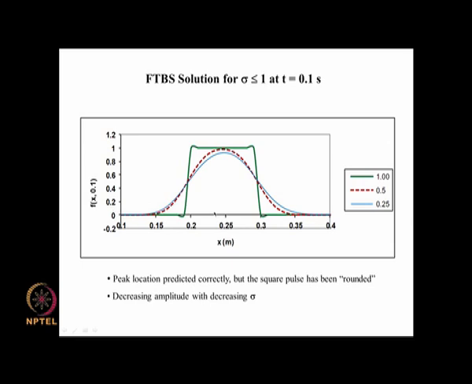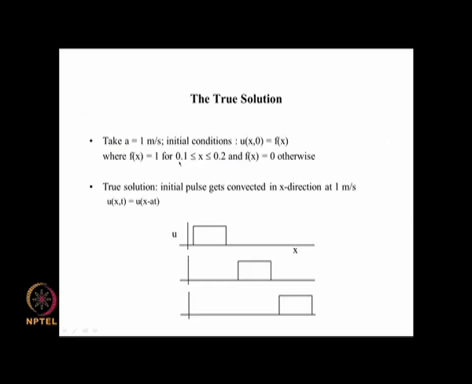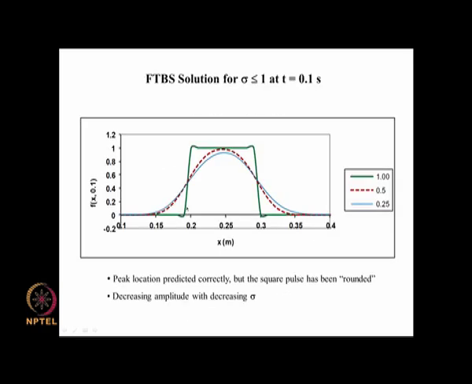You can see that as part of the initial guess, we gave the pulse to be 0.1 to 0.2, and in 0.1 seconds it would have moved by 0.1 meters. So it would have gone from 0.1 to 0.2 to 0.2 to 0.3, and that is exactly what we are getting. We are getting it going from 0.2 to 0.3 with the same value here. So we are getting very nearly the exact solution, and whatever small changes here are because of the software.